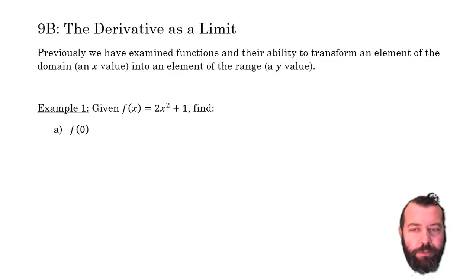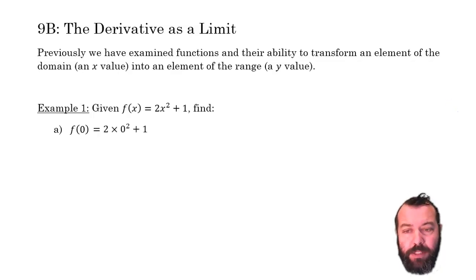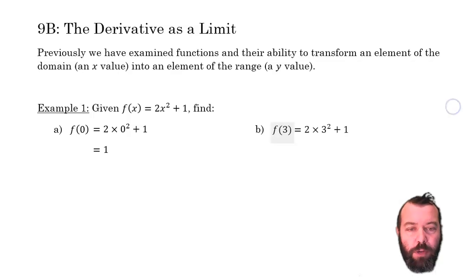If my function of x is 2x squared plus 1, then for the function of 0, I replace x with 0, and I get 2 times 0 squared plus 1 equals 1. So far so good. Let's have a look at some others. Function of 3: 2 times 3 squared plus 1 is 2 lots of 9, plus 1, which is 19.